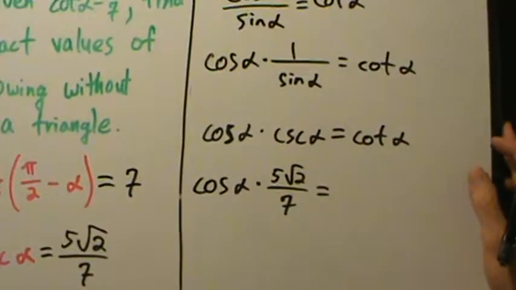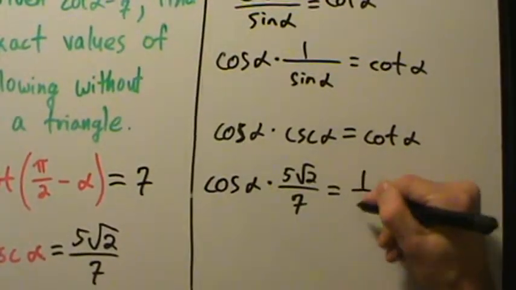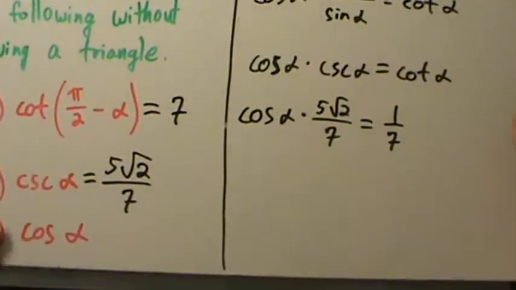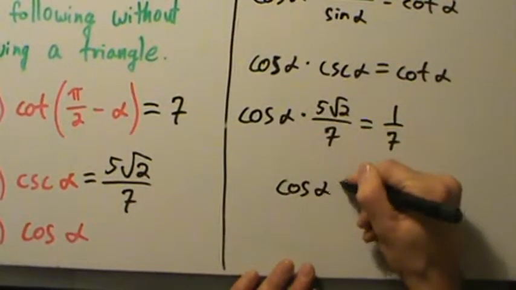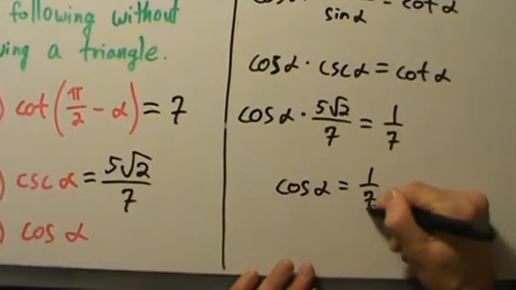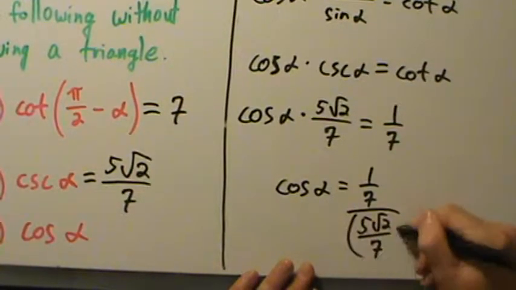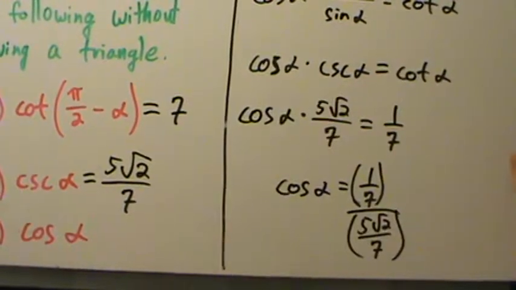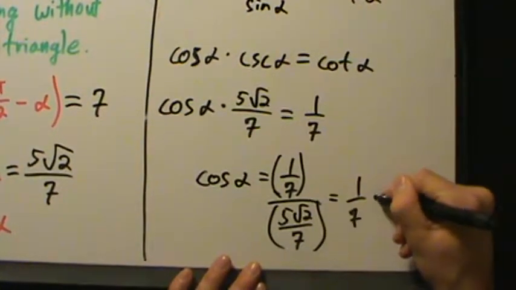Equals cotangent of alpha, which we were told is 1/7. That was given to us in the problem. So this equals 1/7. Now we divide both sides by 5 root 2 over 7. So this is going to be cosine of alpha equals 1/7 divided by 5 root 2 over 7.